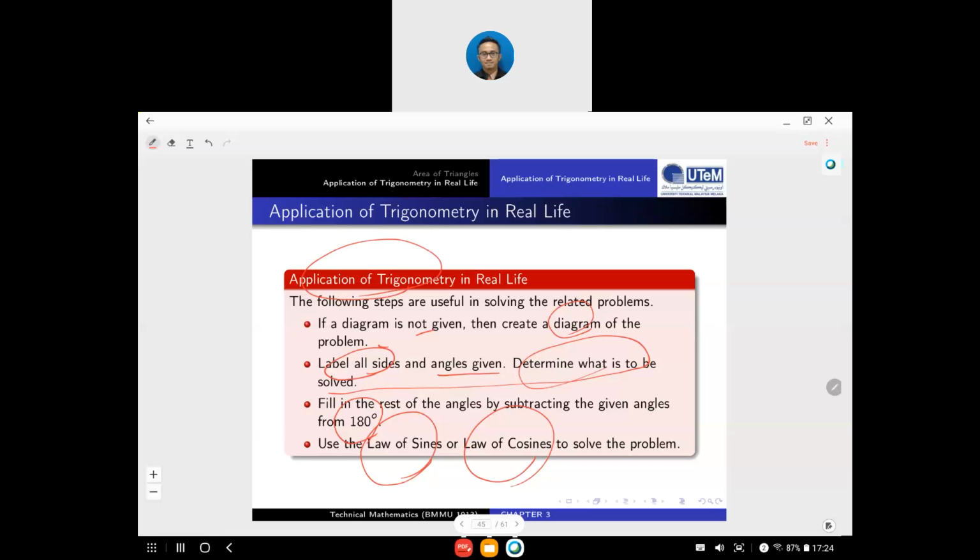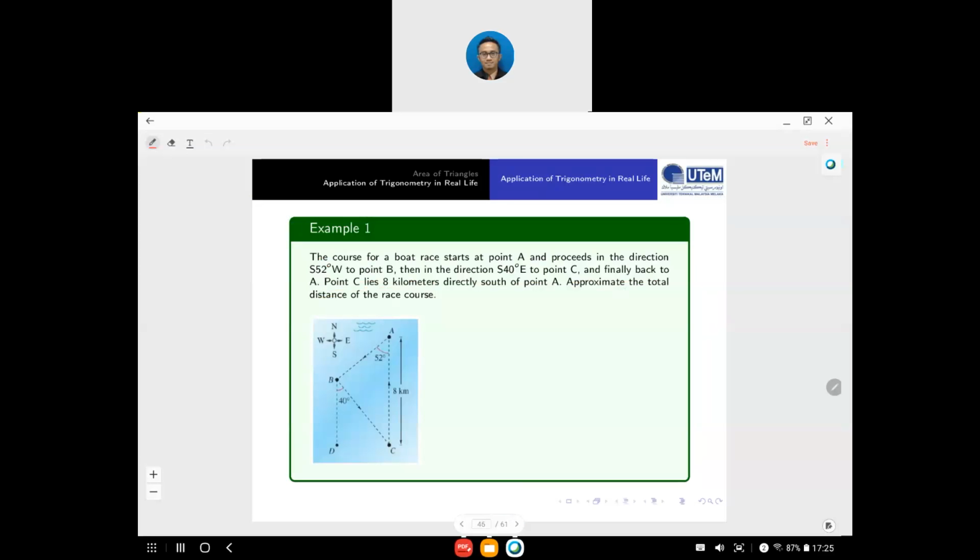Okay, somehow the problem is already given the diagram, so no need to draw the diagram. Okay, it's very easy. Because now it is online, of course we are not given the diagram. You must construct the diagram first. Okay. So look at the example. For this question, we are already given the diagram.